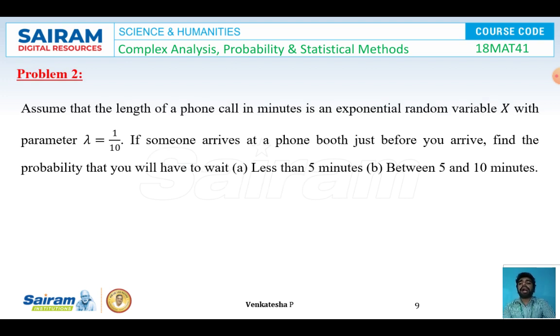Problem number 2. Assume that the length of a phone call in minutes is an exponential random variable x with a parameter lambda is equal to 1 by 10. If someone arrives at a phone booth just before you arrive, find the probability that you will have to wait less than 5 minutes, second one between 5 and 10 minutes.